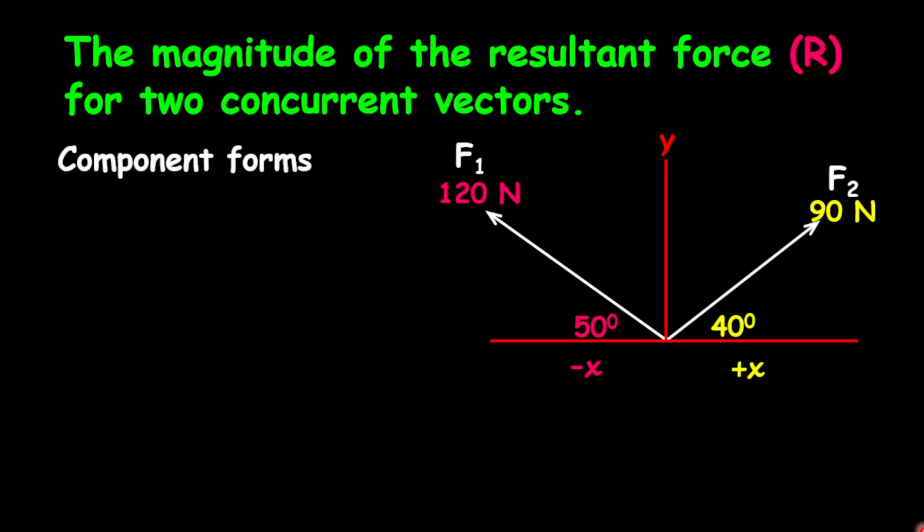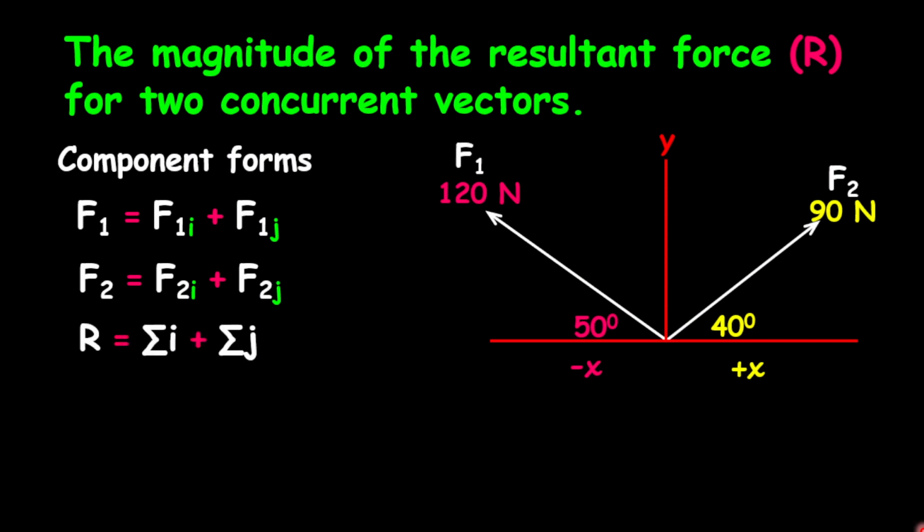The component form for these forces: let's say force 1 in component form will equal force 1 in the x plus force 1 in the y. Again, x is i and y is j. For force 2, it will be force 2 in the i or x plus force 2 in the y or j. And so the total, in terms of the resultant, will give you the sum of the x components, which is the i, plus the sum of the y components, which is the j.